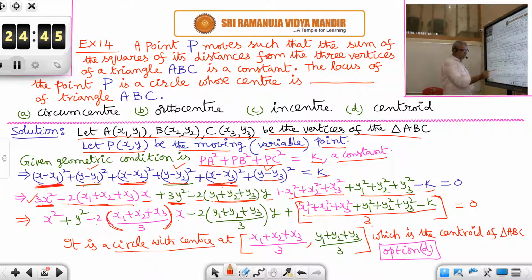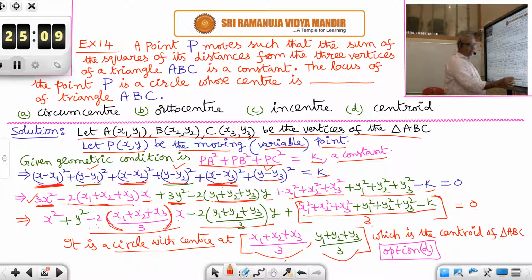For the x coordinate of the center of the circle, you have to divide the x coefficient by 2 and change the sign. So, you will get (x1 plus x2 plus x3) by 3. How do you get the y coordinate? For the center of the circle, the y coefficient you should divide by 2 and change the sign. So, you will get (y1 plus y2 plus y3) by 3.